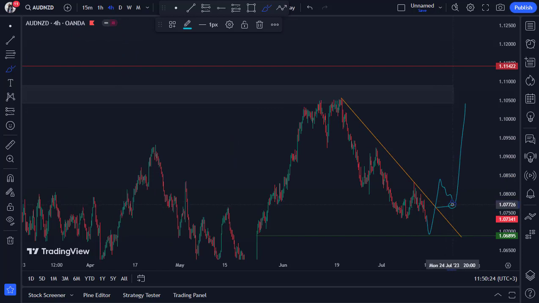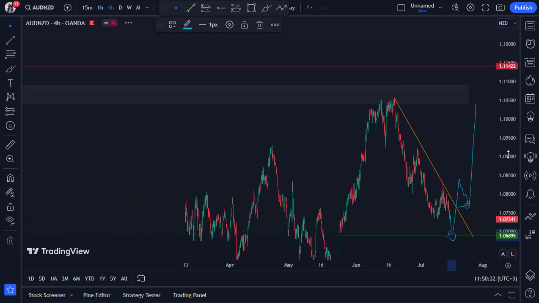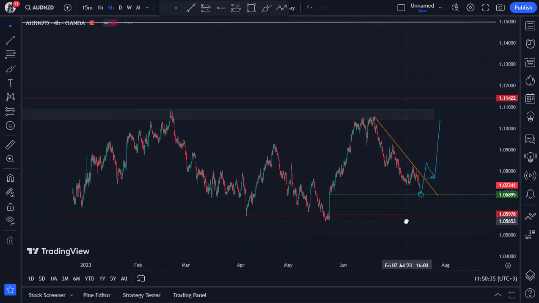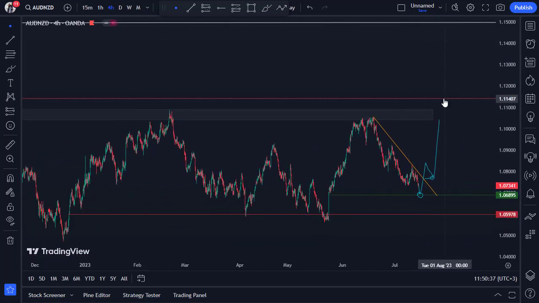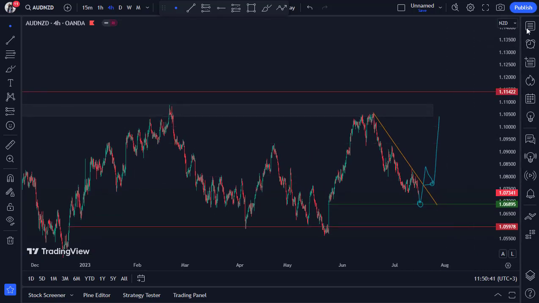But sometimes it doesn't come, sometimes it might just go without tapping this one, so that's why we can risk it over here. So watch out for this one. This one looks so nice, and our target will be on the higher time frame value area at the top over there. So watch out for this one.